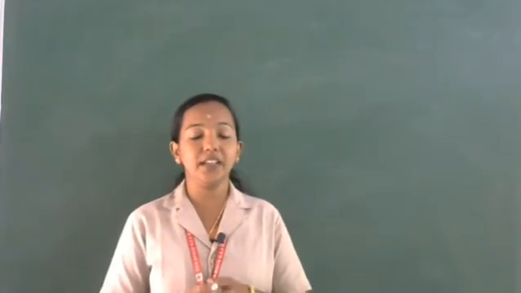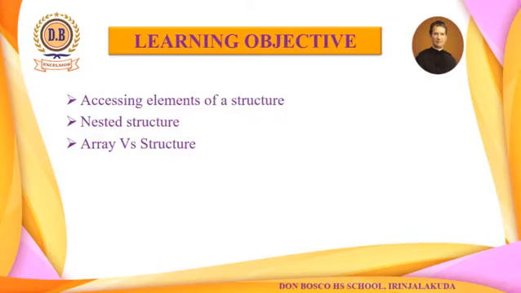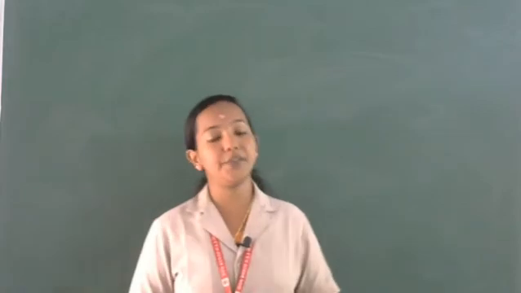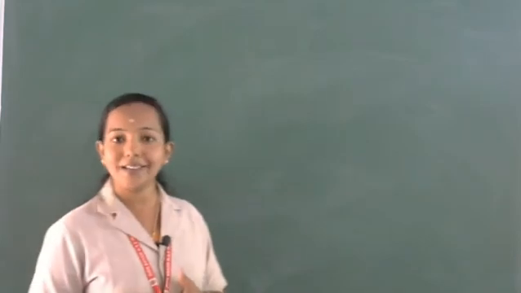Next, in this section we are going to discuss some other points. So please look at the learning objectives of this video. We will start with how we access elements of a structure. For accessing elements of a structure, we use a special operator called the dot operator. Then we will discuss nested structures, and then the difference between array and structure. So these are the topics that we are going to discuss. The first topic is accessing elements of a structure.